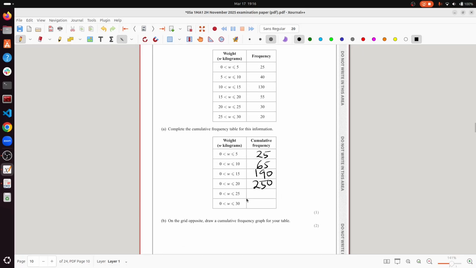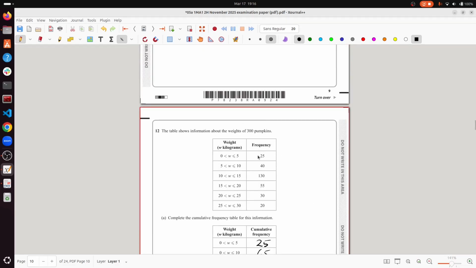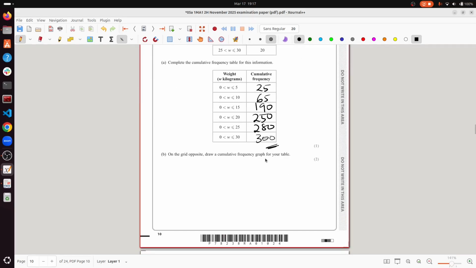And between 0 and 25, we need to add 30 onto that. That gives me 280. And between 0 and 30, we add a final 20. That gives me 300. You need to check your final answer with the number of pumpkins that you had. It has to correspond. So that's 300.